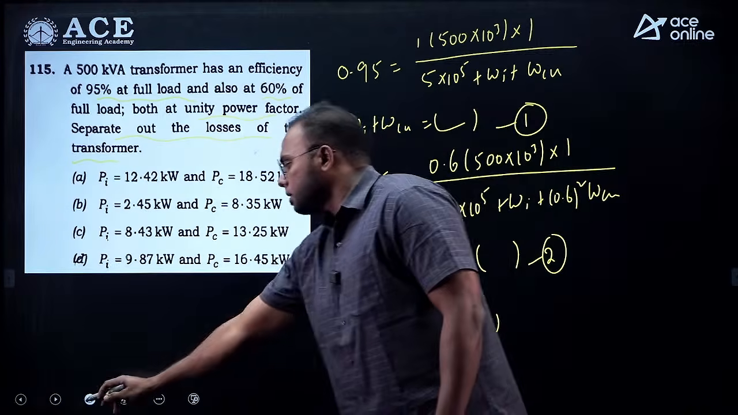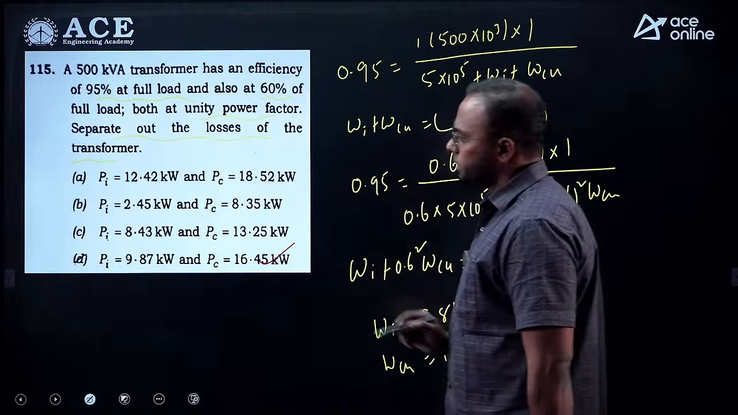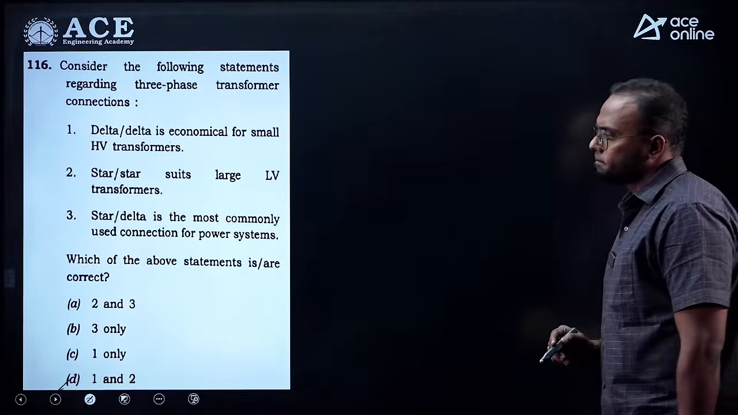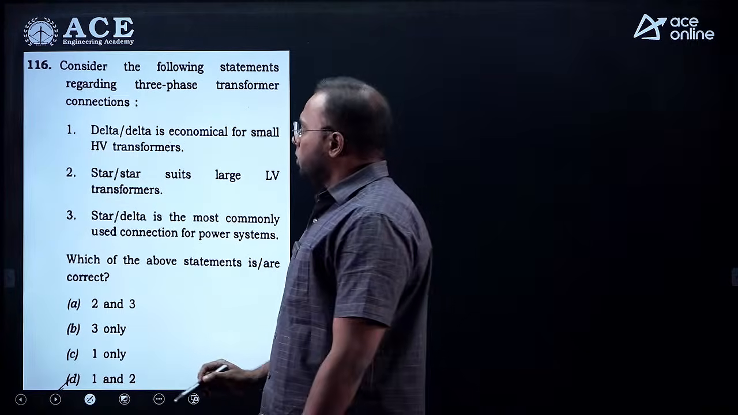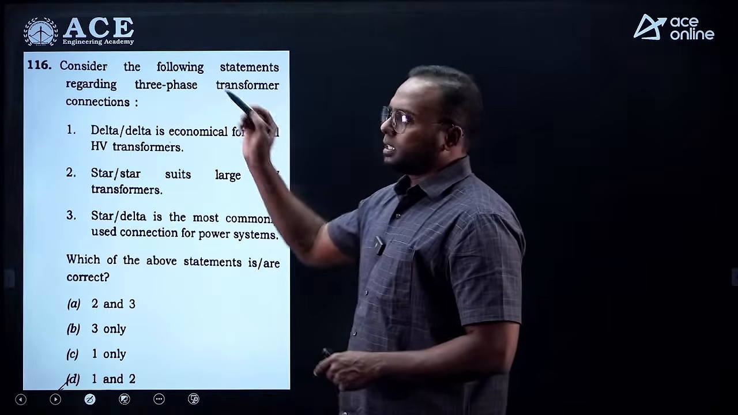So option D is the correct one in this. Option D it is. Okay. Next, consider the following statements regarding three-phase transformer connections.